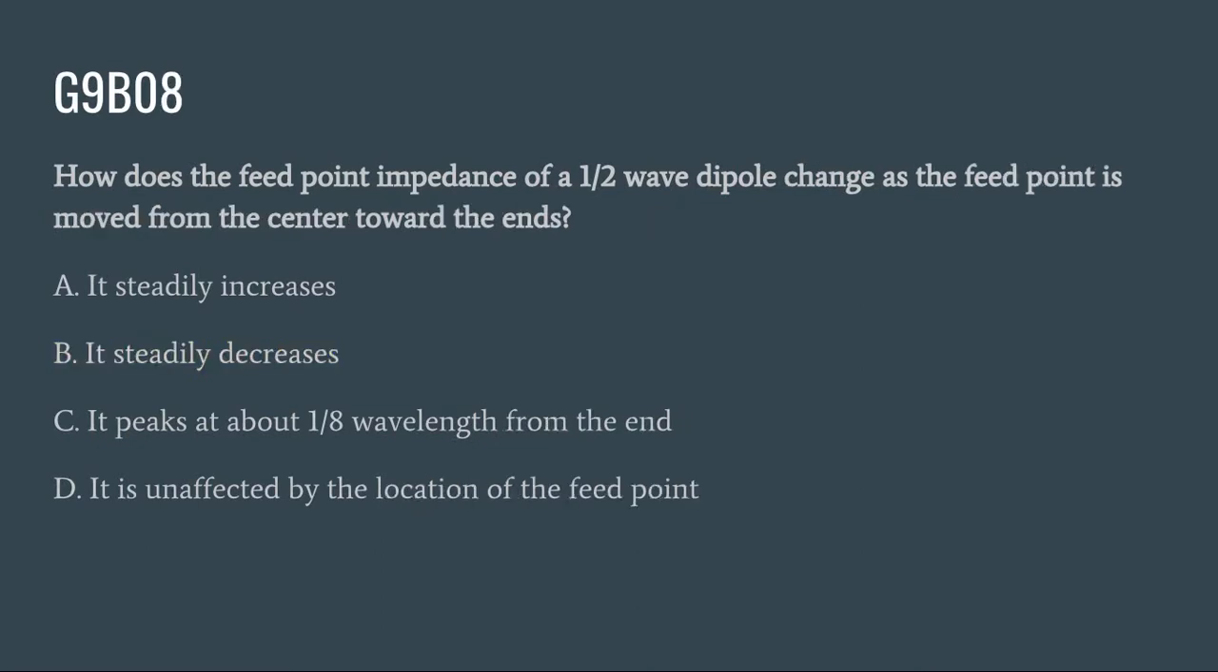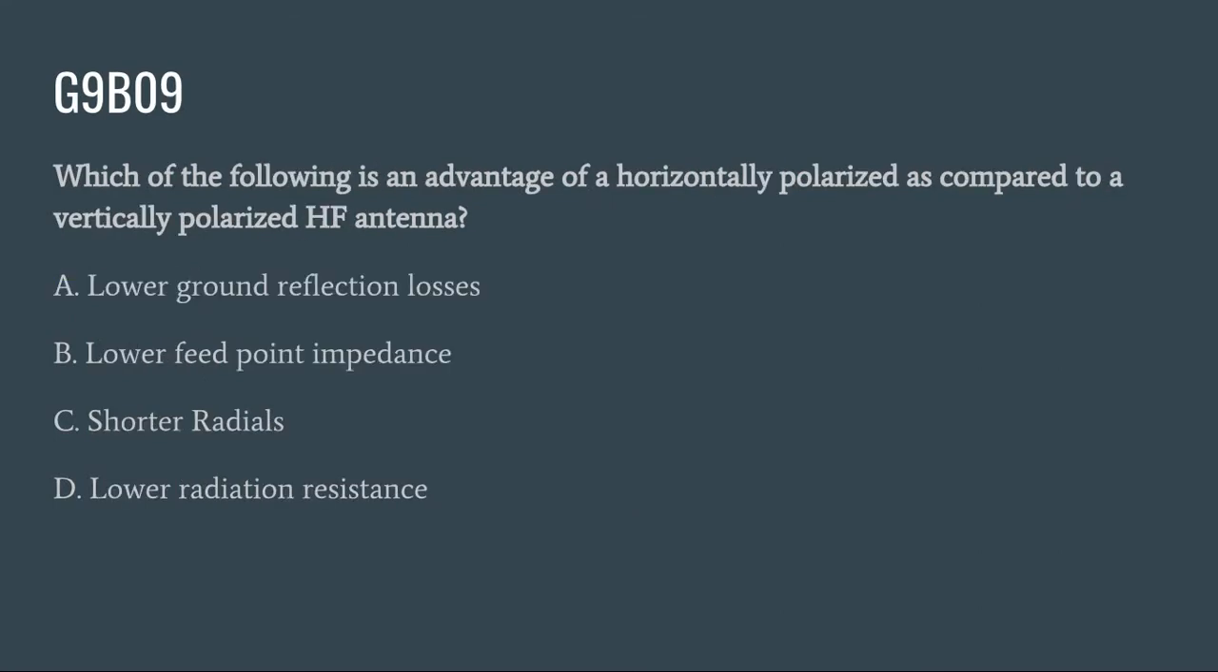G9B08, how does the feed point impedance of a half-wave dipole change as the feed point is moved from the center towards the ends? A, it steadily increases. B, it steadily decreases. C, it peaks at about 1/8 wavelength from the end. Or D, it is unaffected by the location of the feed point. Correct answer is A, it steadily increases.